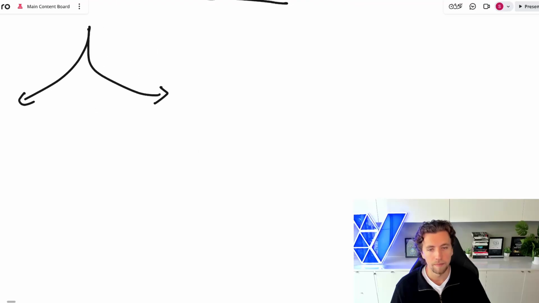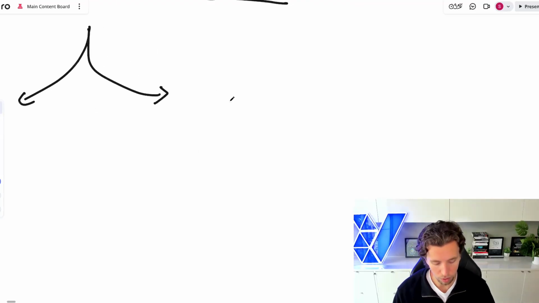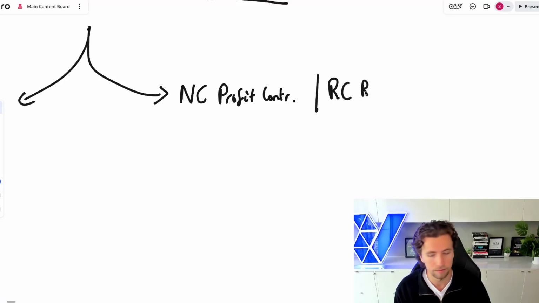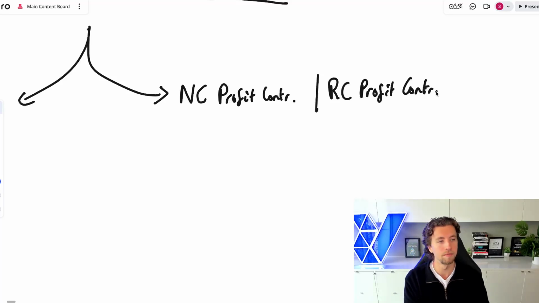And so direction number one is that you're reporting across two separate metrics, which you should be doing. You're reporting across new customer profit contribution. And for context, this is contribution margin 3. And then you're also reporting on returning customer profit contribution. And so we have both of these getting calculated on a daily basis in our dashboards.